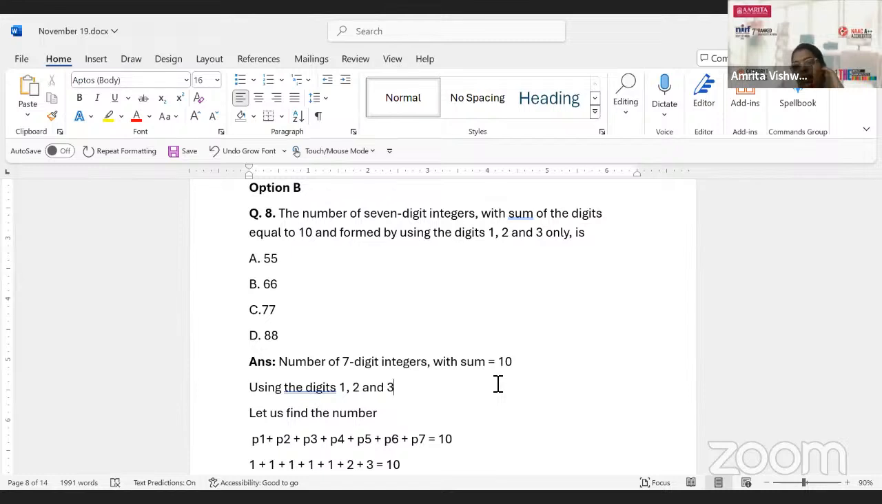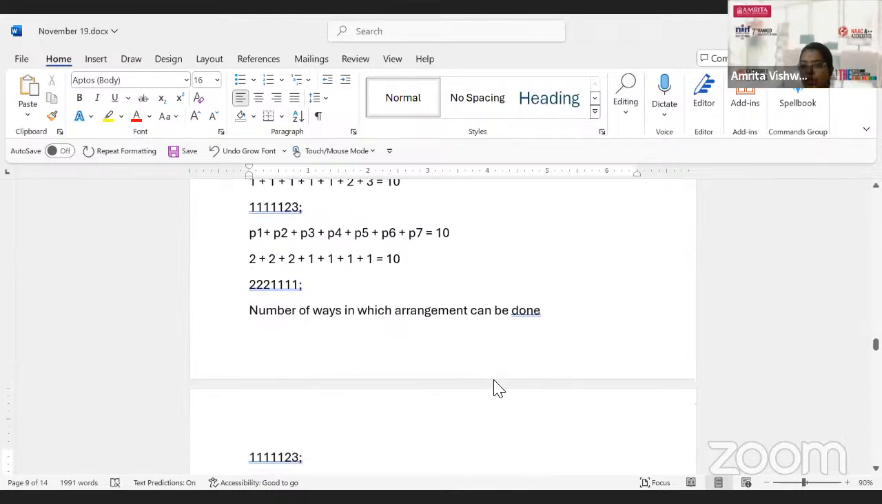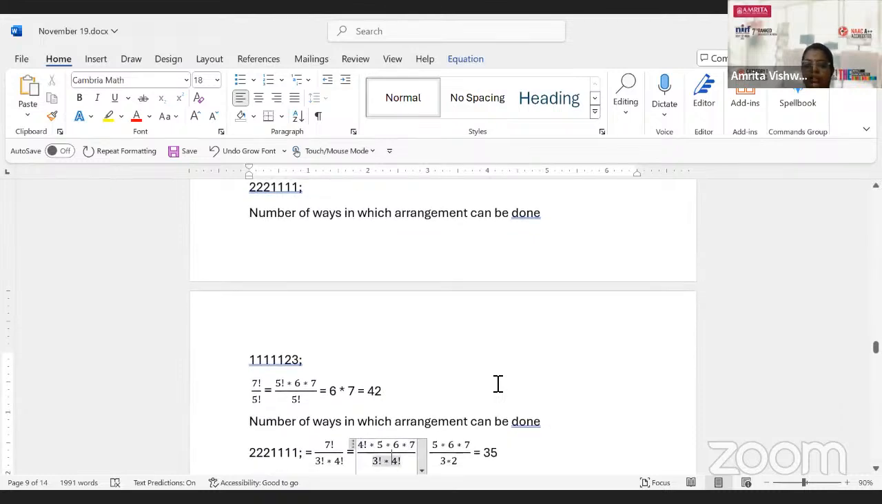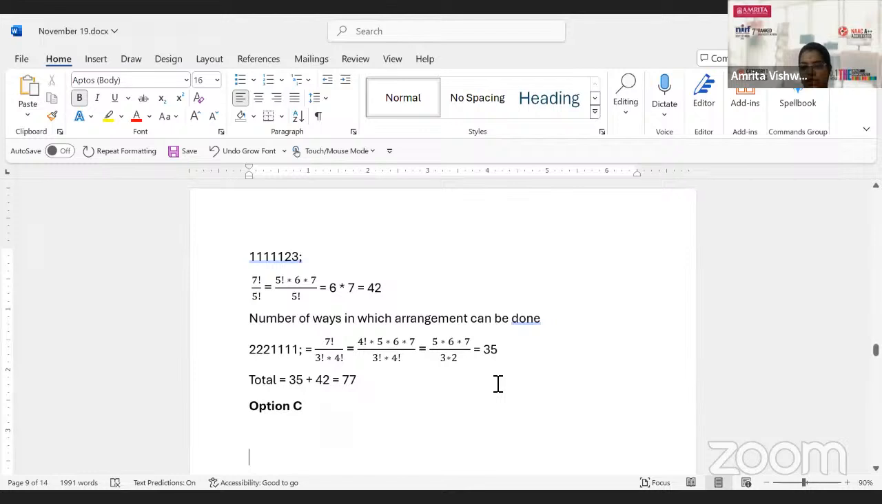Now we can arrange the digits. So it's going to be 7 factorial by 5 factorial. And the second one is like with 3, you will not be able to make any combination. It's just 3, 2, and the remaining ones are 1s. So 7 factorial by 3 factorial into 4 factorial. And you can take the combination. So it's like 35 plus 42, that is 77.